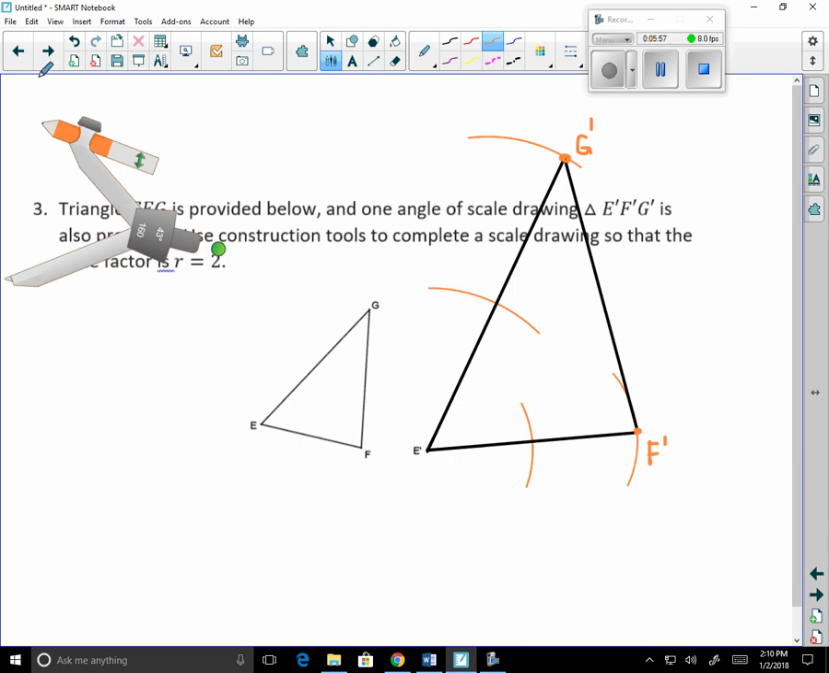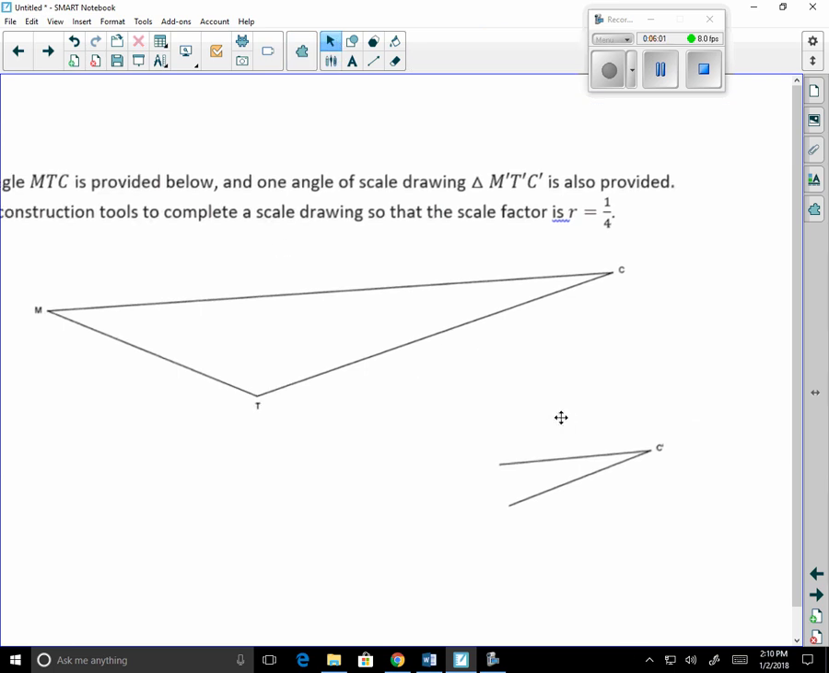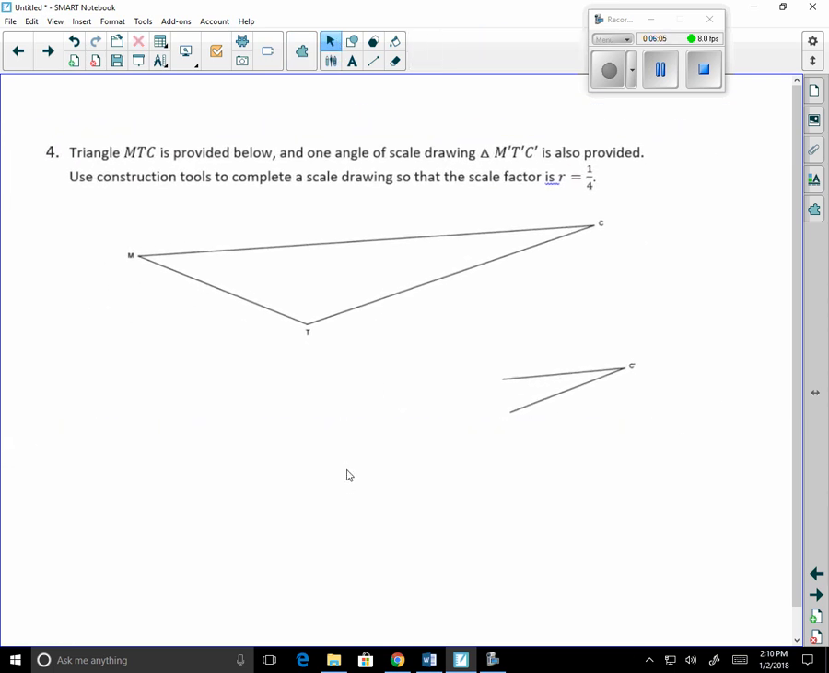All right, let's look at 4. 4 is asking us to do the same thing, but making it 1/4 the size. So we did that in class. So notice C and C prime are the point that's going to remain the same. So I want to find 1/4 of CT and 1/4 of CM. So essentially, I'm really just doing some measuring here. So I really don't need to make a ton of marks. I just need to make enough to figure out where the distance is going to be 1/4 of the size.